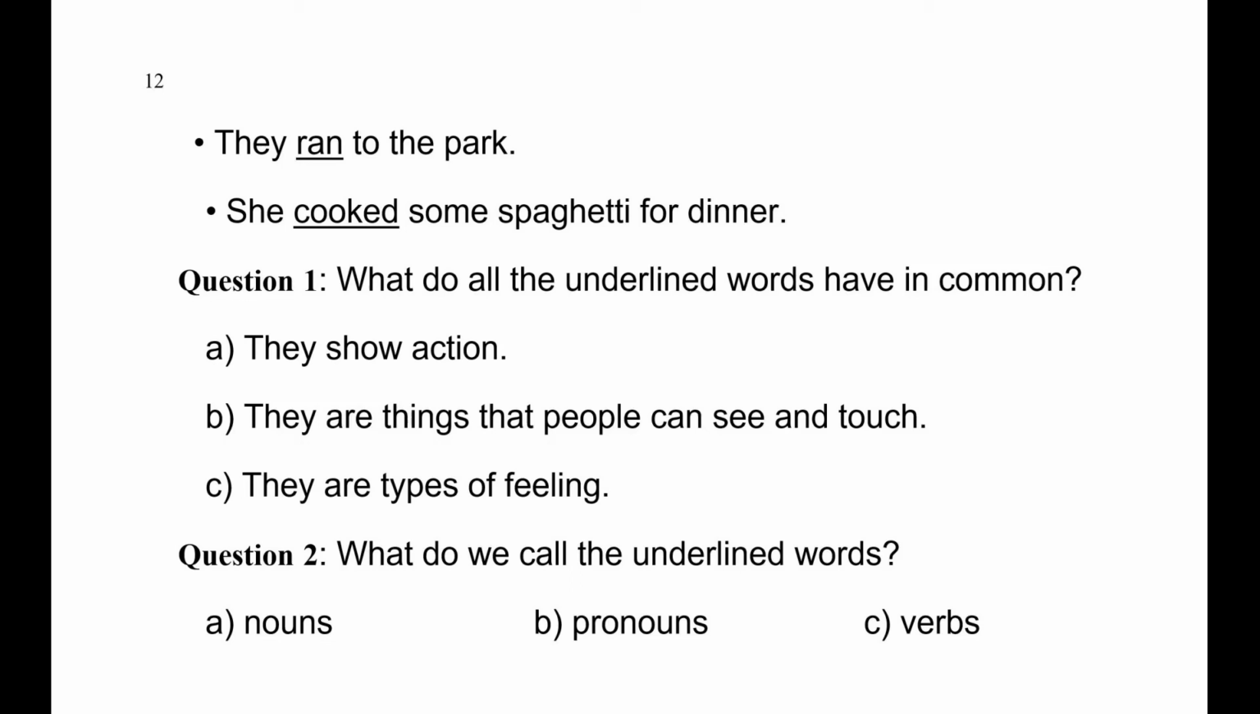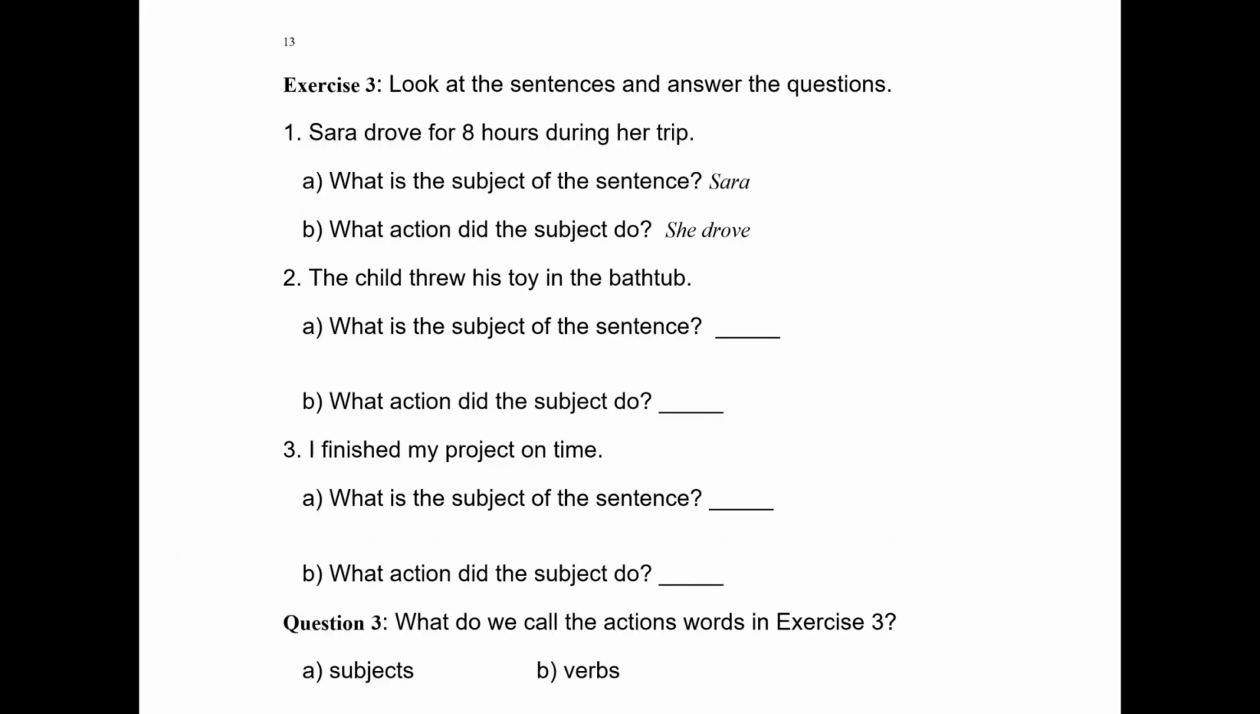Now, we can have them identify the grammar term for these. Since learners like Sergey and Luz are not absolute beginners and have some exposure to English grammar, they are able to do this. So question 2, what do we call the underlined words? A. Nouns. B. Pronouns. C. Verbs. And of course, they easily answer C. Verbs. Then, to reinforce this, we have them work with some more exercises.